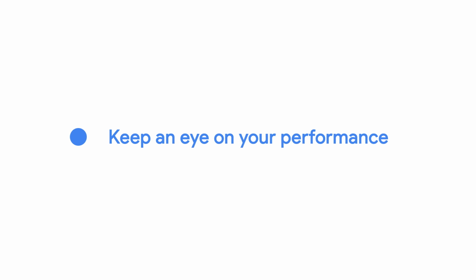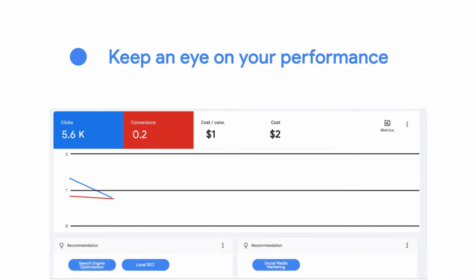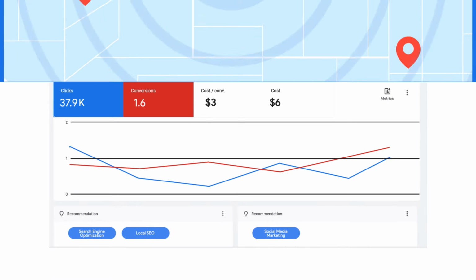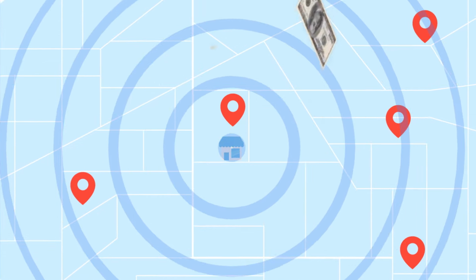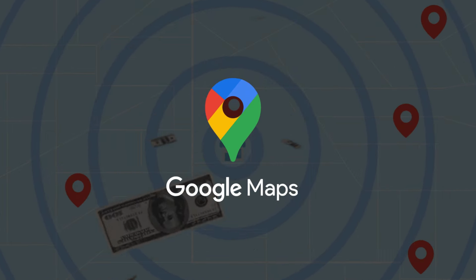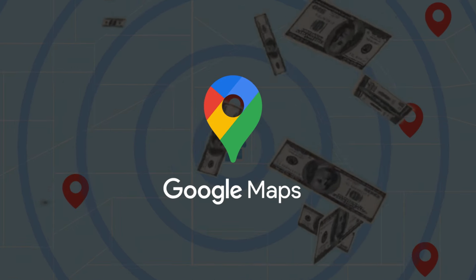Lastly, keep an eye on your performance. Check which keywords and placements are driving the most traffic and make small adjustments to improve your results. And that's it. With a small budget, you can make big moves by focusing on Google Maps ads. So get started and watch the local customers roll in.